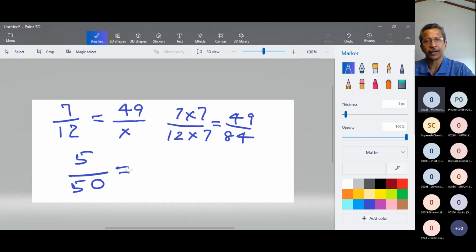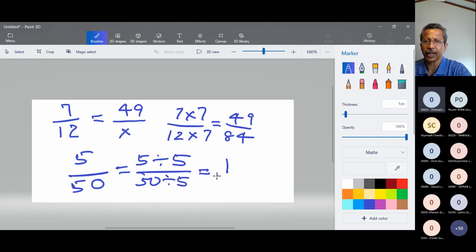Lower terms. Now we have to find what divides both the top and the bottom. Both divide by 5. 5 divided by 5, and the denominator also, 50 divided by 5. 5 divided by 5 is 1 and 50 divided by 5 is 10. So in smaller terms, 5 over 50 is 1 over 10.